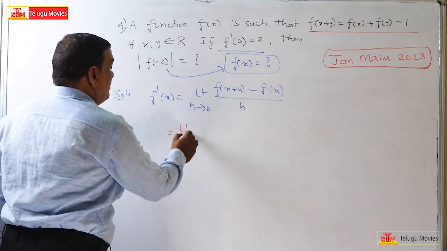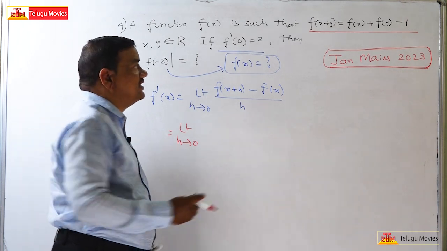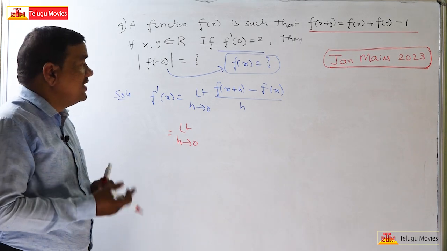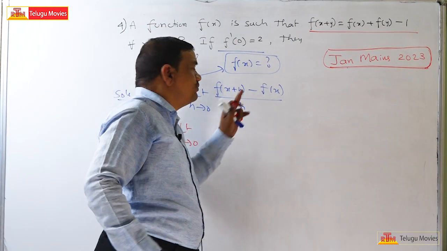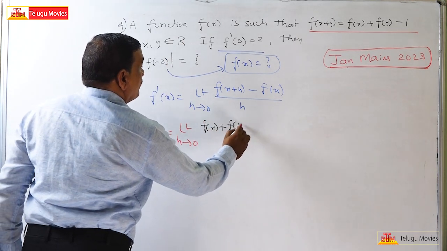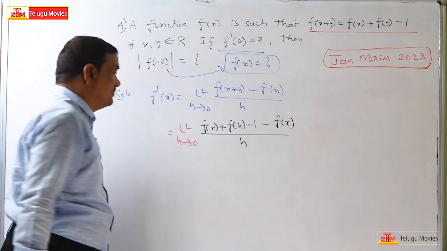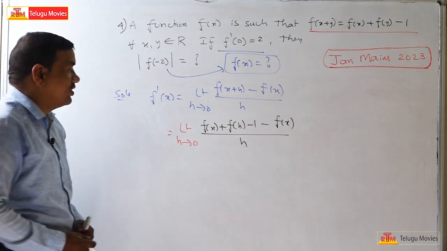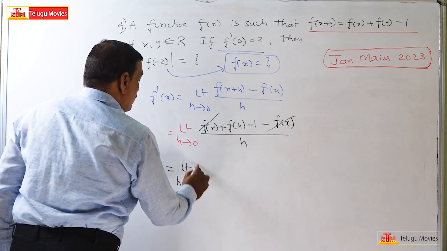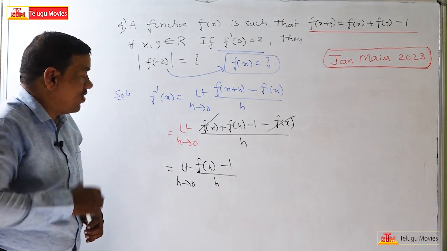Now, this implies limit h tends to 0. What is f of x plus h? See here, f of x plus y is equal to f of x plus f of y minus 1. What is f of x plus h? In place of y, substitute h. So here we have f of x plus f of h minus 1, minus f of x, by h. Okay, now any more cancellations? Clearly f of x cancels. What remains here? Limit h tends to 0, f of h minus 1 by h.